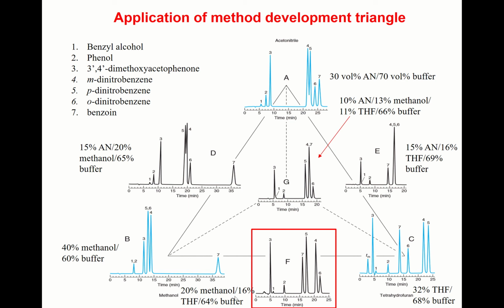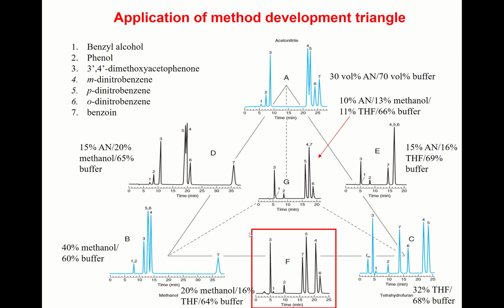Why this ratio? Because we simply assume that you mix equal volumes of B and C, and then 40% methanol becomes half, 20% now, and 32% THF becomes half, so 16%, right? And then we get this one. And I like this one the most. Well, I like chromatogram C. Actually, I like F the most.